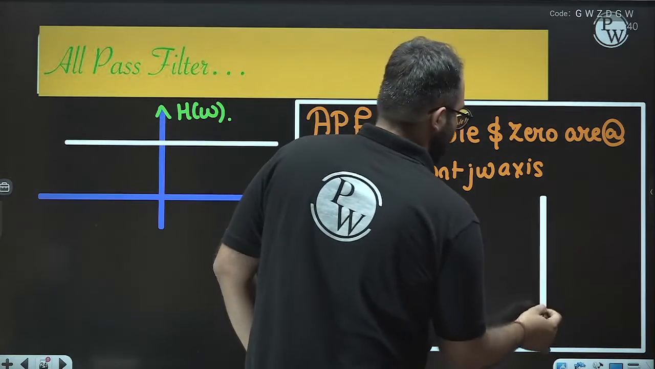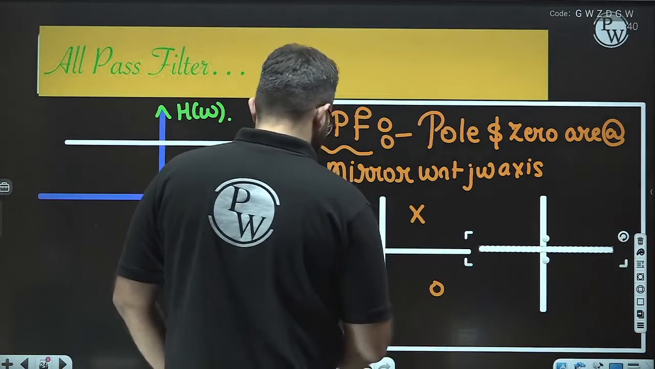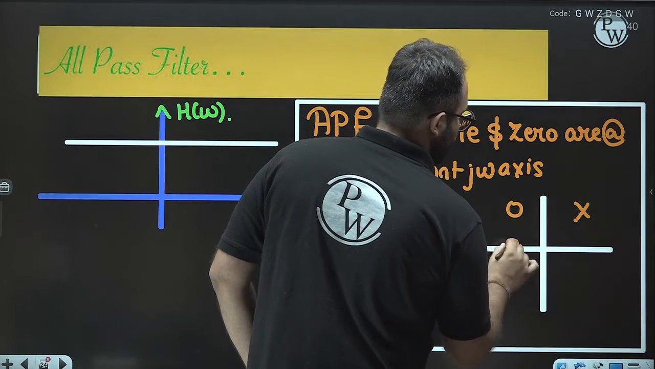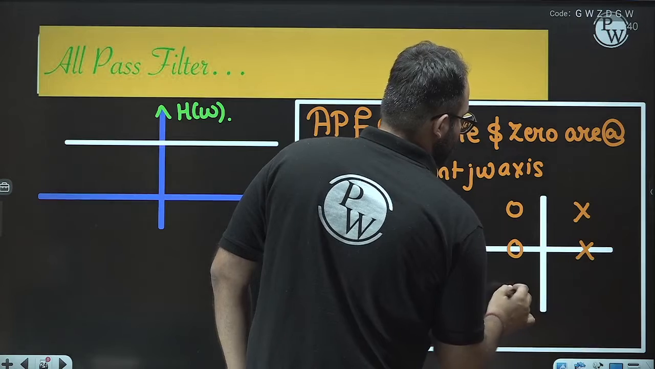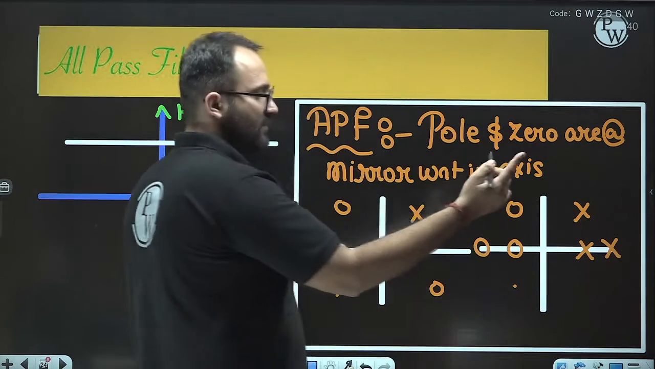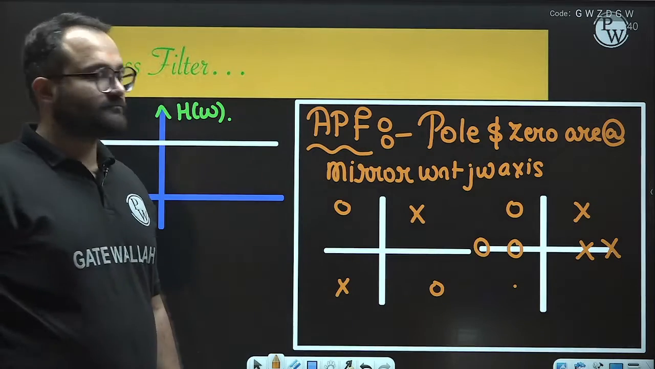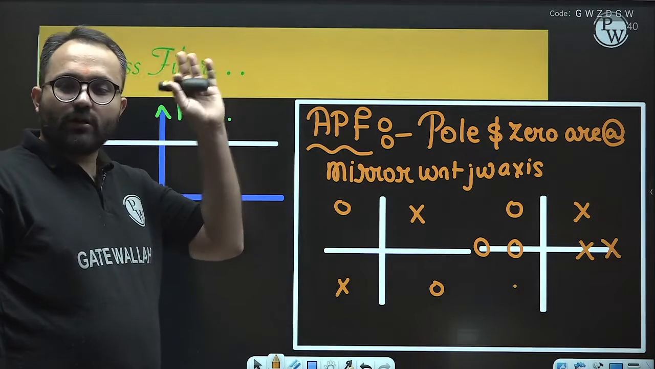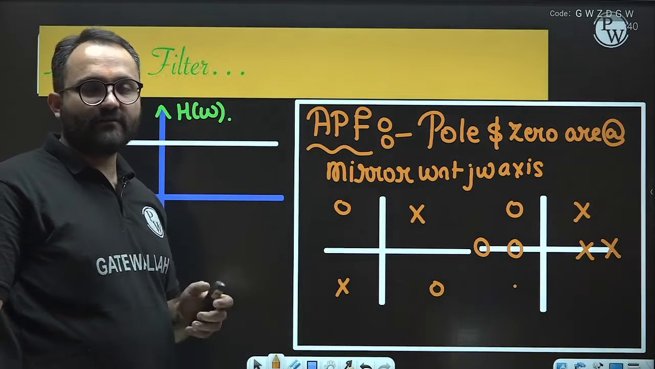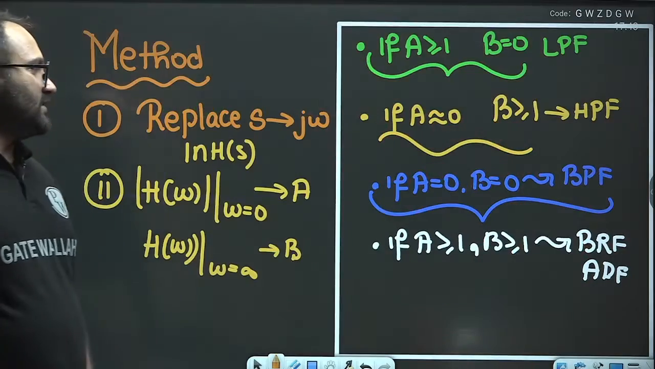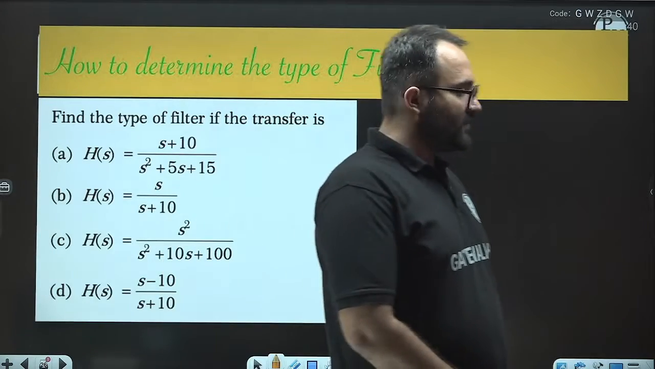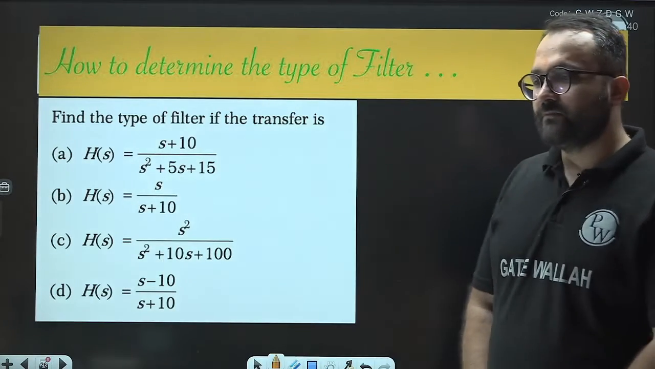Suppose we have all pass filter with a zero here, then the pole has to go here. If we have a zero at this location, the pole has to go at the mirror image location. So remember or recall the properties of poles and zeros for the even cases and real cases in Laplace that we have seen. These are the properties of all types of filters.